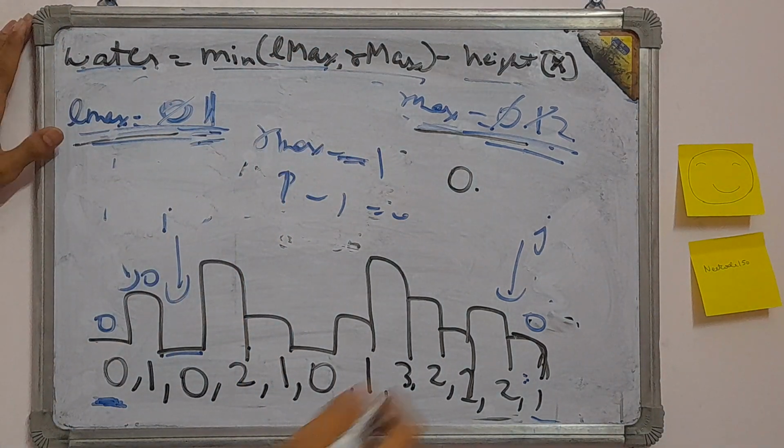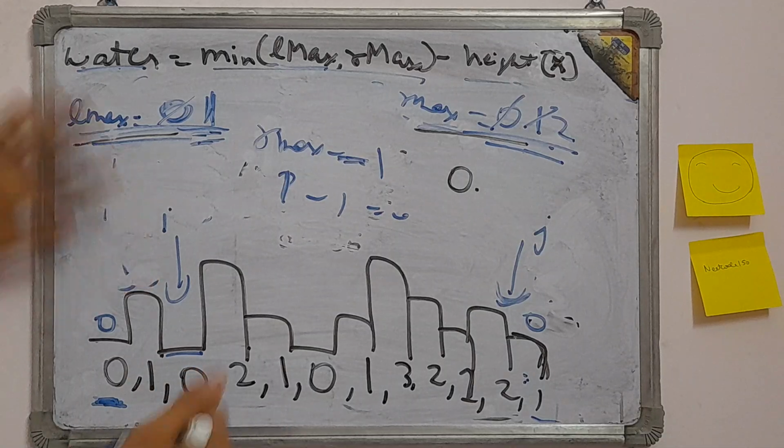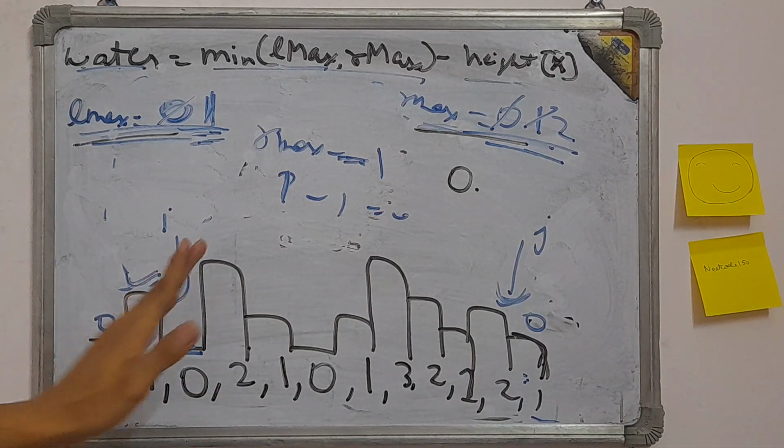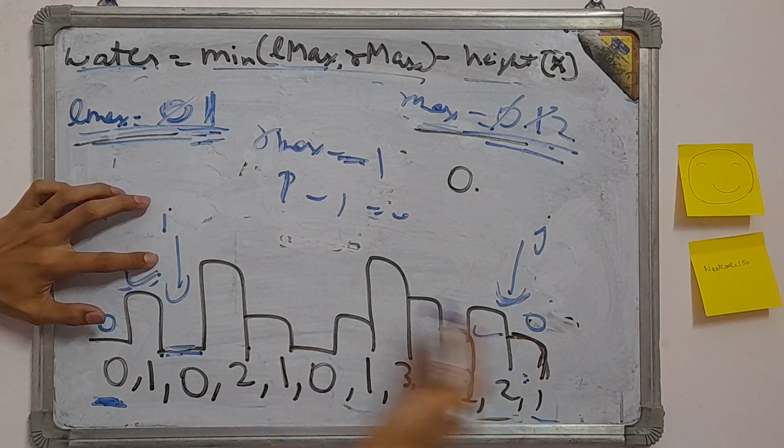That means 2 and I is here. Okay, so at this point, we know one value is 1 for sure, because there is nothing greater than it on the right. And we assume that this wall is the right max. But what if there are other walls?